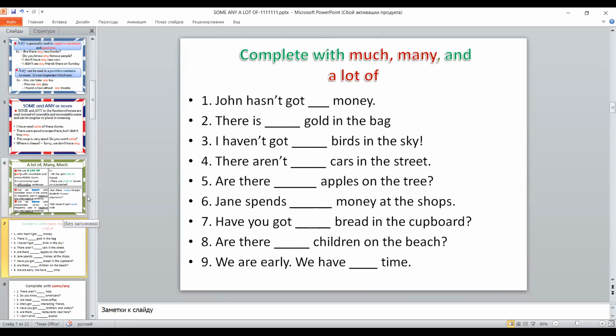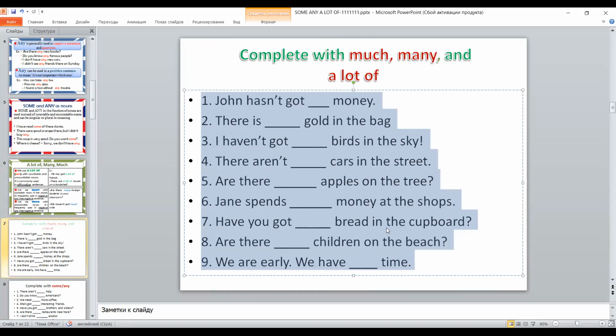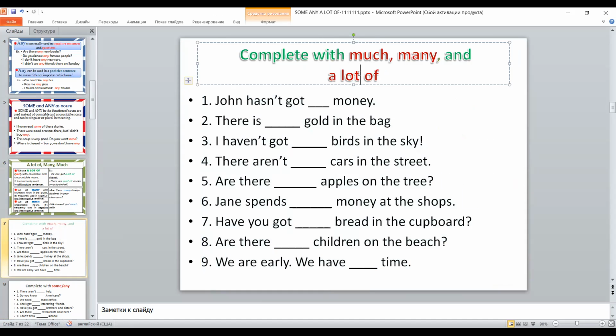Task number 1, complete with much, many, and a lot of. You should complete the given sentences with the indefinite pronouns such as much, many, and a lot of.